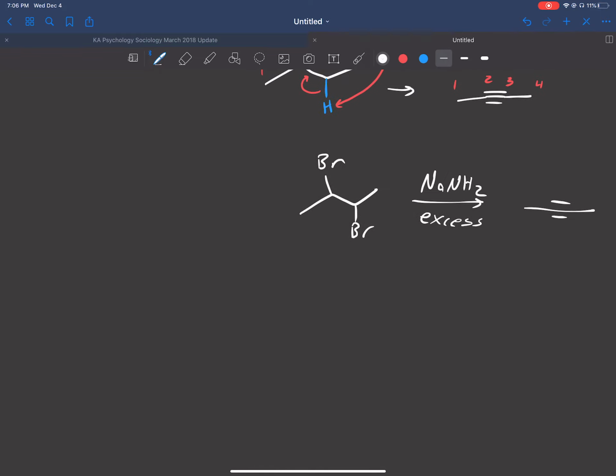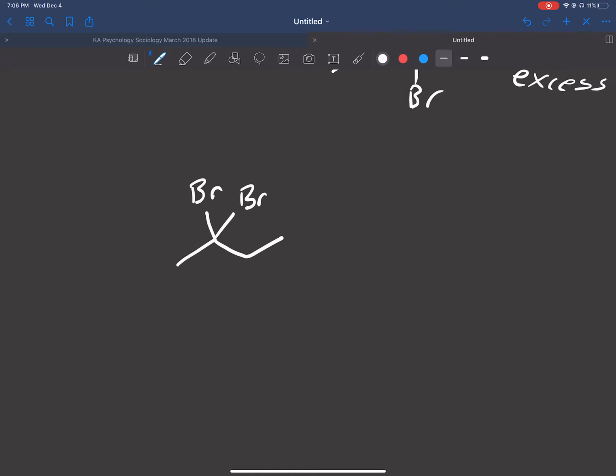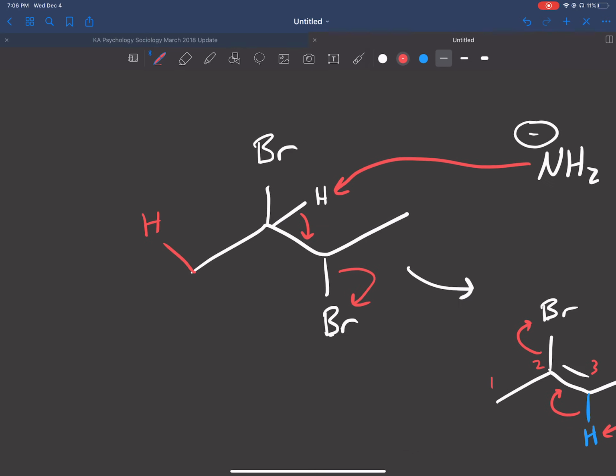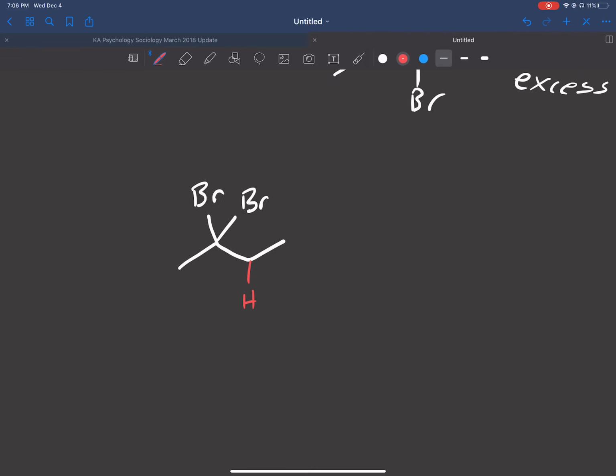Another way we can synthesize this stuff is this compound right here. We can have halogens, 2 halogens on the same carbon. So what's going to happen is we're going to take an H from here. And again, you want to form the more substituted double bond, which is why we're taking the H from here instead of taking, let's say, this H from the get-go. So NaNH2, and I'm just going to write NH2 minus, grabs the H, brings that down and kicks this Br out.